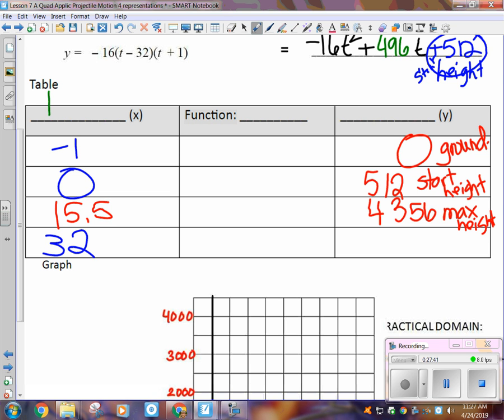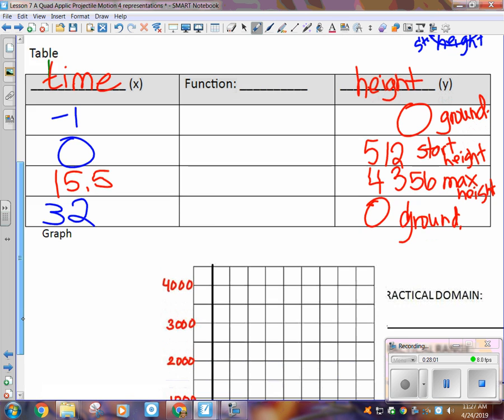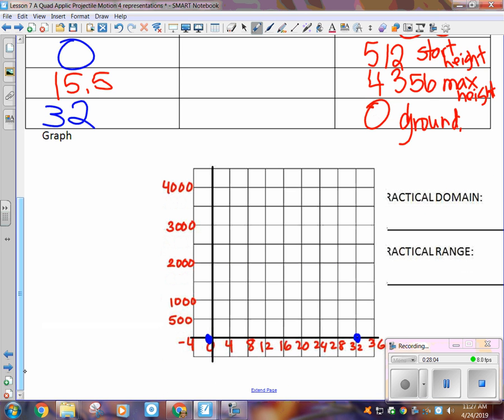Okay, what's 32? Where were we at 32? 0, because we were back on the ground. By the way, these are all height numbers in Y, and these are all what? Time numbers. It's always time and height. You got to know what you're looking at. I now have enough points to graph it. So 0, a little bit above there. At 15 and a half, I'm going to be way up here above 4,000. And then I'm back on the ground. So I think I got enough points to at least sketch the graph. So I got my own picture. Everybody good? What's your practical domain?